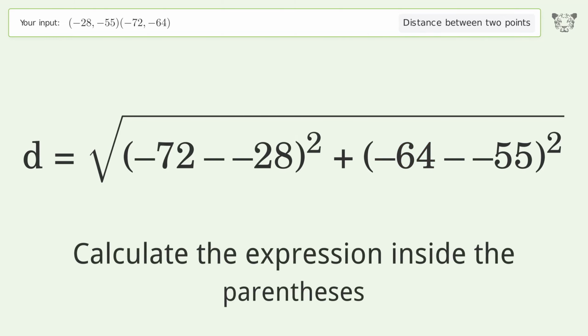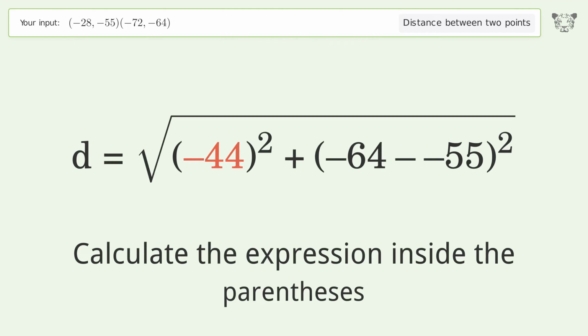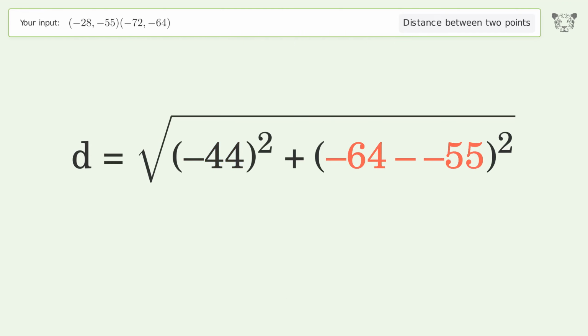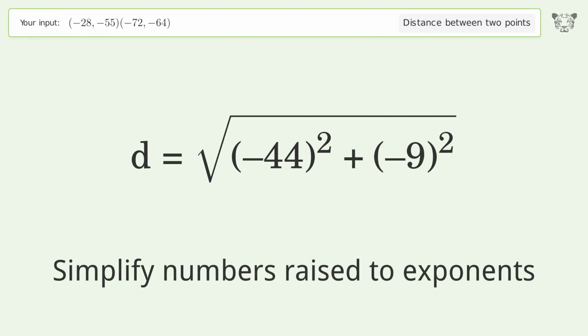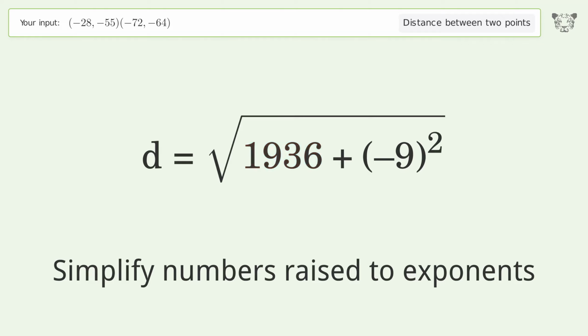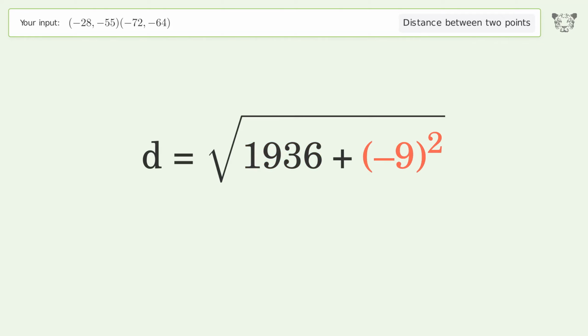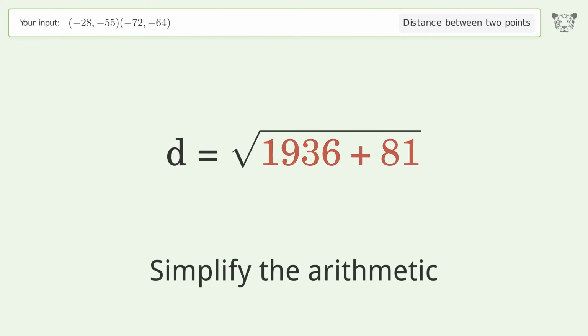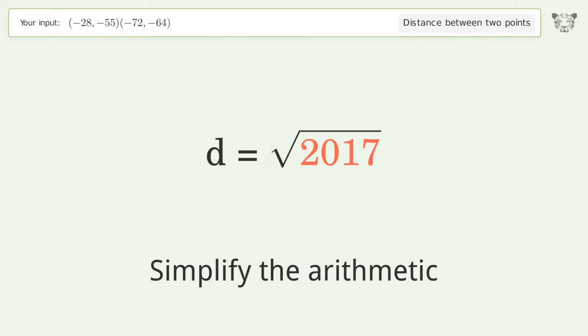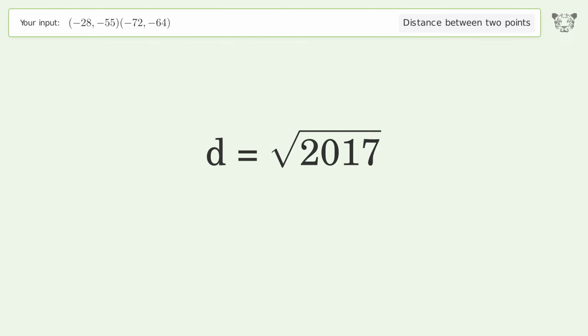Calculate the expression inside the parentheses. Simplify numbers raised to exponents. Simplify the arithmetic. And so the distance between the 2 points is the square root of 2017, or 44.911.